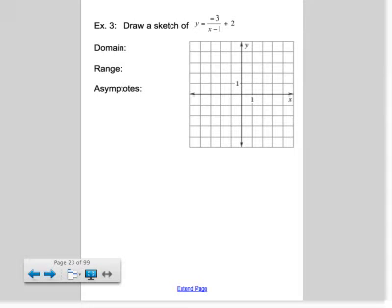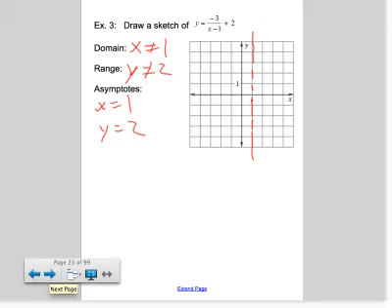Okay, draw a sketch of y equals -3 over x minus 1 plus 2. Again, identify your asymptotes. x equals 1, opposite of what you think, and y equals 2. So your domain and range are just cannot equal those. So x cannot equal 1, and y cannot equal 2. So I know my asymptotes now: x equals 1, y equals 2.